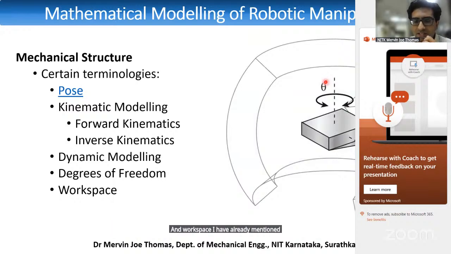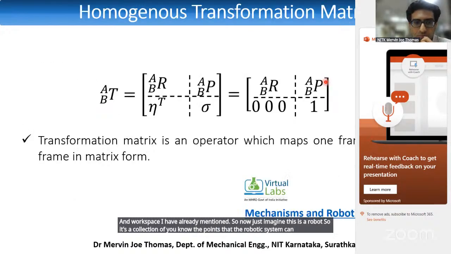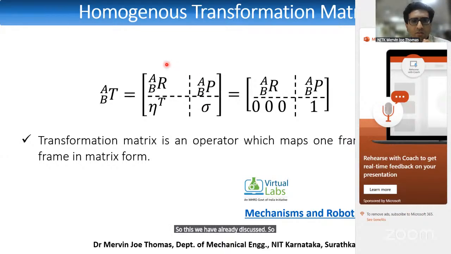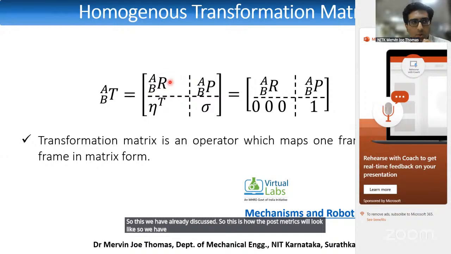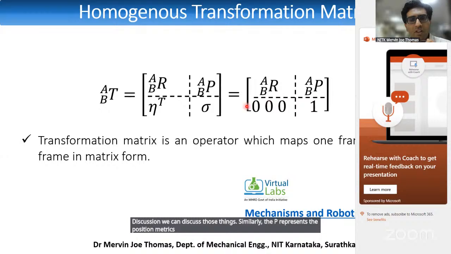Now just imagine this is a robot. The workspace is a collection of the points that the robotic system can reach. So this we have already discussed. This is how the pose matrix will look. We have a 3x3 matrix representing the orientation. There are again different representations. I'm not going into those aspects as of now. Maybe in our next discussion we can discuss those things. Similarly, the P represents the position matrix. These things we normally take as zeros.